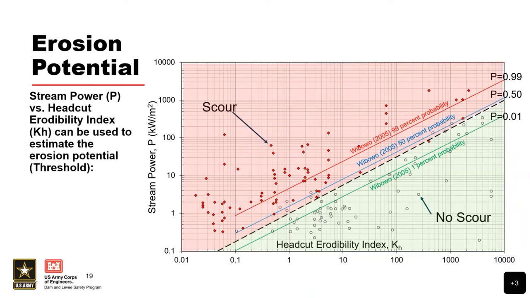This chart was developed through empirical correlations for approximately 150 case studies. So those 150 case studies that Annandale looked through, he then correlated all those to put together this chart. And he was able to draw a threshold line. So this black dotted line right here is the Annandale threshold line. If you plot above the line, it's likely that scour is going to occur. If you plot below the line, it's likely that scour is not going to occur.